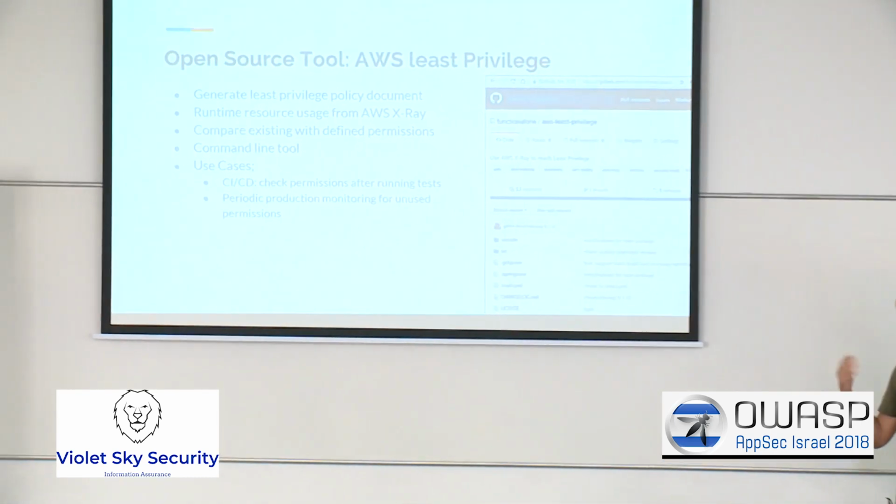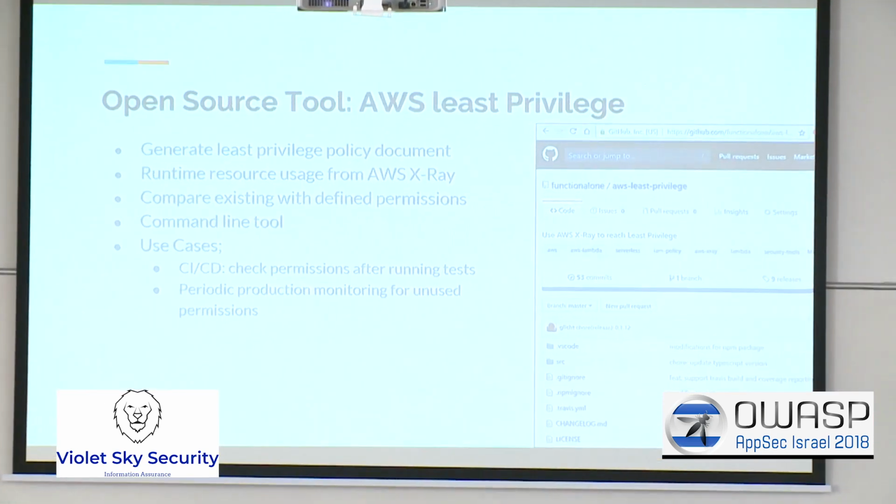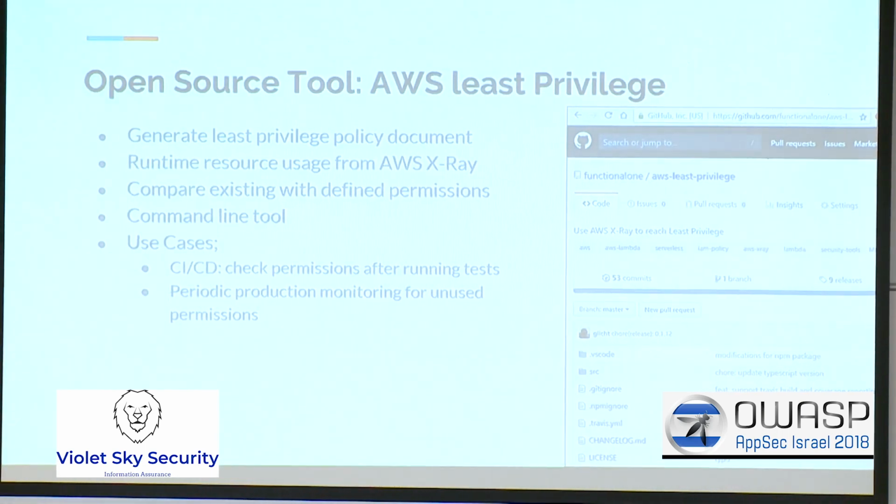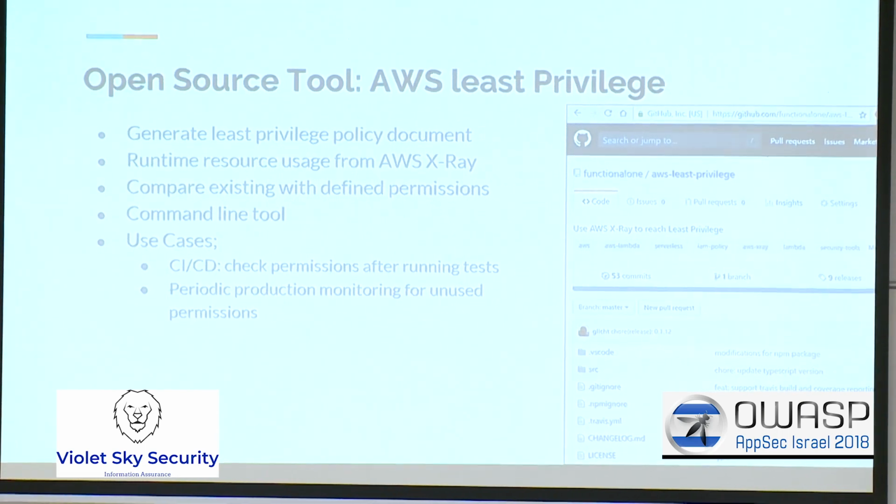This leads me to our open source tool, AWS Least Privilege. So we wanted to create a tool to help developers and admins tackle this problem. How do they reach a least privilege setup and do it really efficiently and easily?